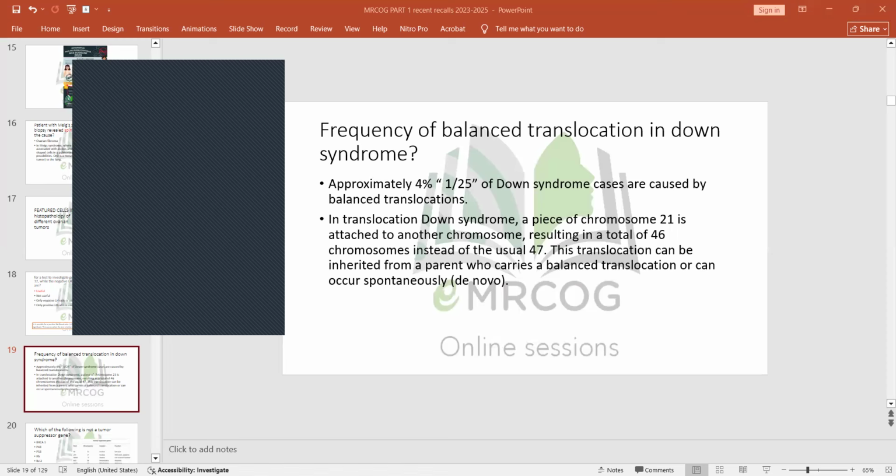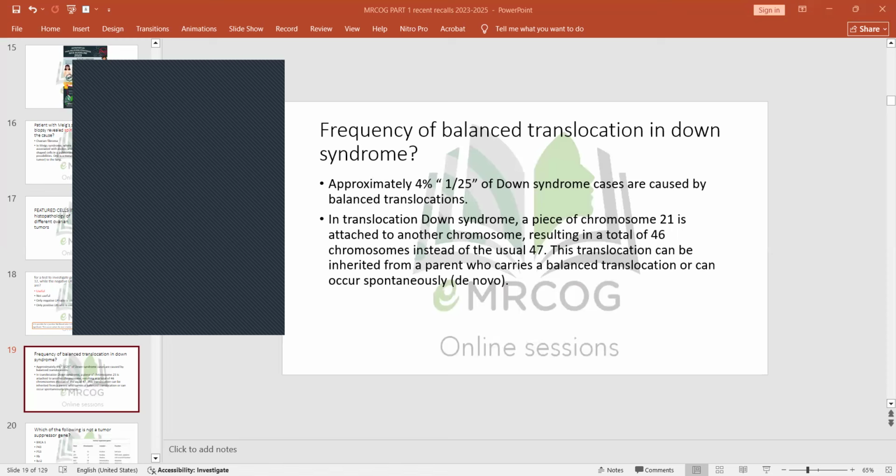I really wish it's here. Once upon a time, they were asking about the chances for someone who is 35 to have a baby with Down syndrome. We call this age-related risk. Sometimes they asked about the recurrence risk, but this is a very old question.